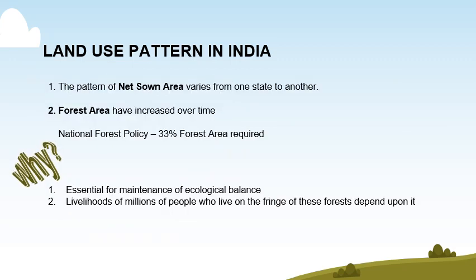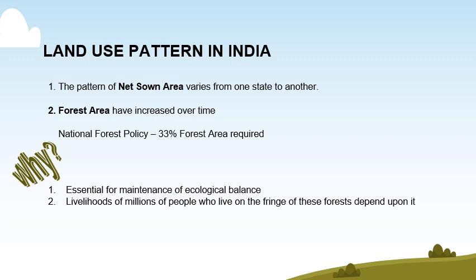Now, coming back to the net sown area in India, it differs greatly from state to state. For example, in Punjab and Haryana, it is 80%. That is, the land used for agriculture is almost 80%, whereas in Arunachal Pradesh, Mizoram, Manipur, Andaman Nicobar Islands, it is less than 10%. So you can see it is varying from state to state.